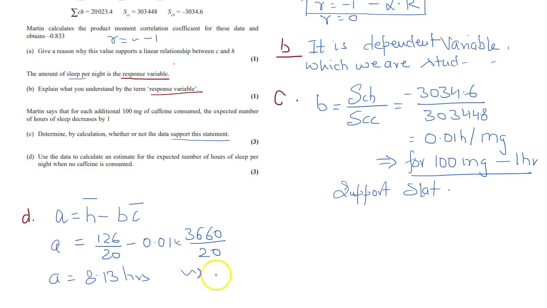You can convert it into 8 hours and how many minutes? You can write this like this is the answer. So 0.13 times 60 is 7.8 minutes. So roughly you can say it is 8 hours and 8 minutes.